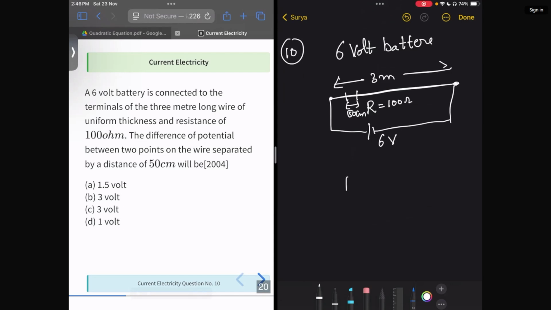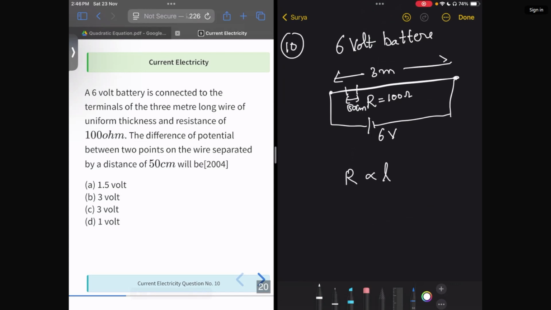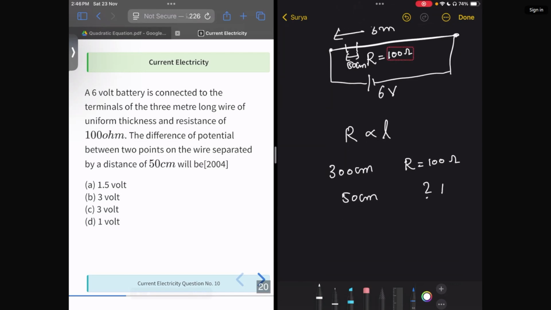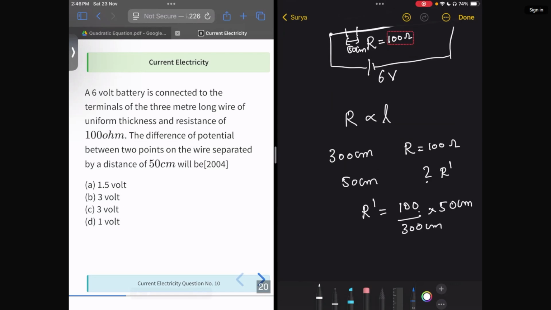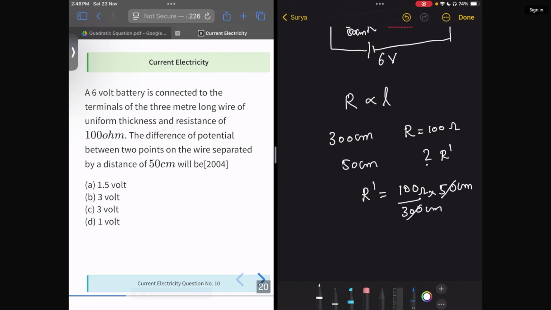So you know resistance R is proportional to length L. If it is 3 meter, it means it is 300 centimeter. The resistance is R equal to 100 ohm. If it is 50 centimeters, then the resistance will be R dash. We will take R dash is equal to 100 divided by 300 into 50 ohms. So it will be 50 by 3 ohms.